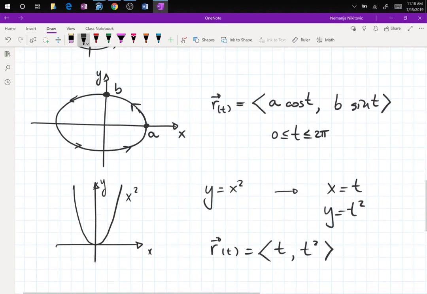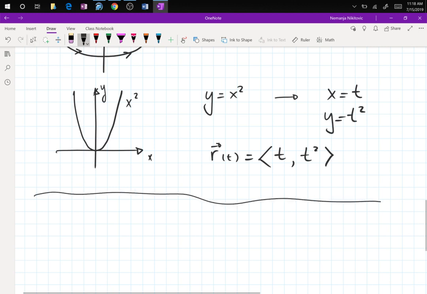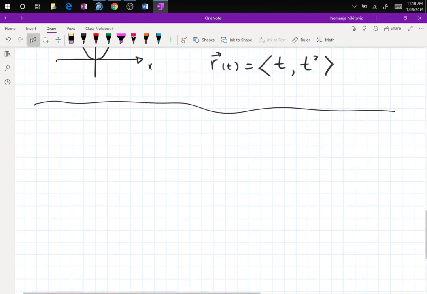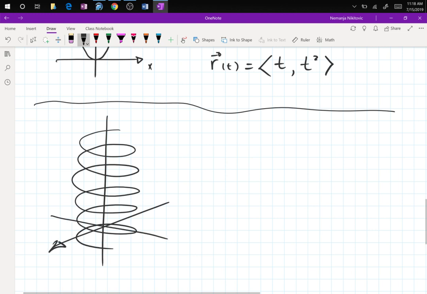So this is the two-dimensional realm. And now for the three-dimensional realm, you're just adding the third component in the end over there. Now there are some really cool things that we can do in 3D, and one of those would be what is called a helix. So it's like a spring, right? It's a line. So you draw the helix and then draw the coordinate system.